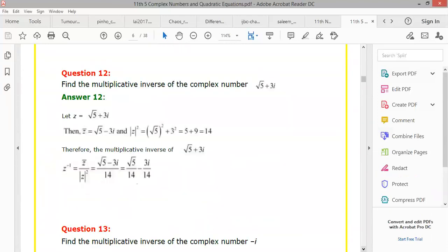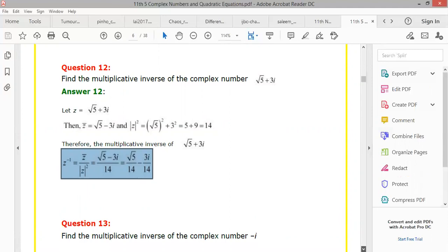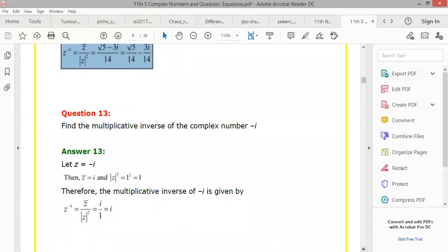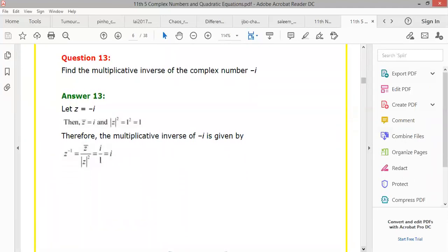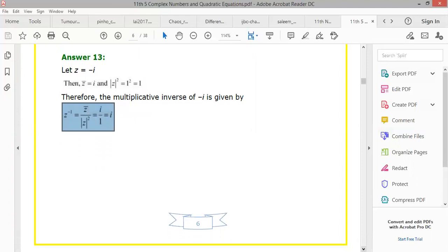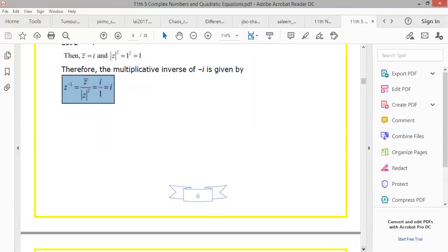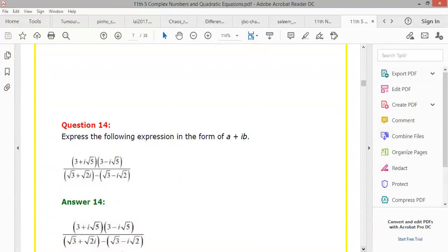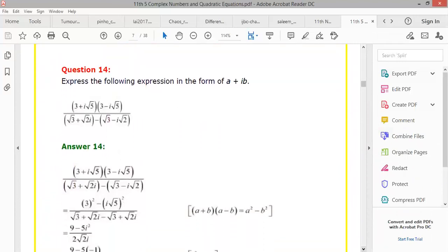Next is question number 12. We have to find the multiplicative inverse here also, so on the same lines we can find it. You see this. Next is question number 13. Once again, we have to find the multiplicative inverse. The procedure is the same: z bar divided by mod of z square. Z bar is the conjugate of the complex number, and mod z is the modulus of the given complex number.